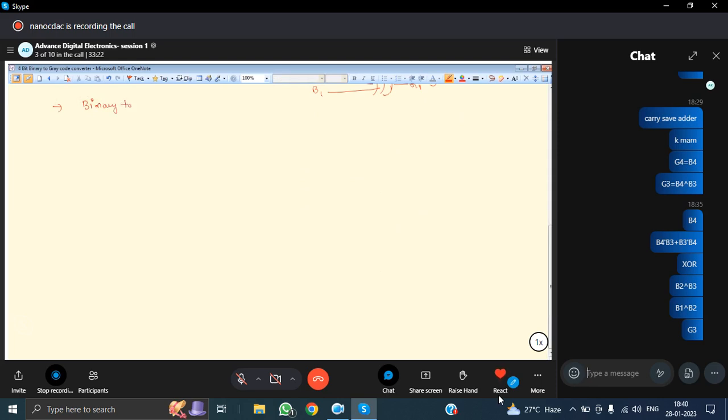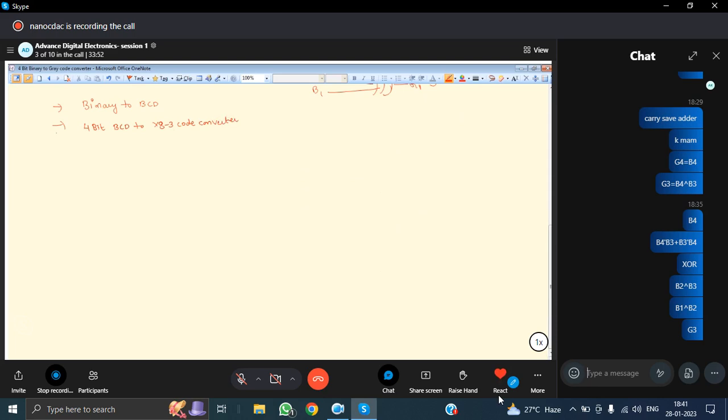Binary to BCD, you do it. Okay, you need to design the combinational circuit for binary to BCD converter, and also 4-bit BCD to XS3 code converter.